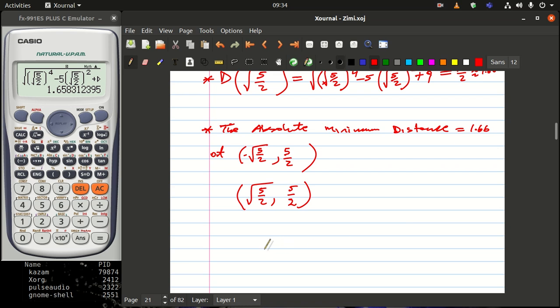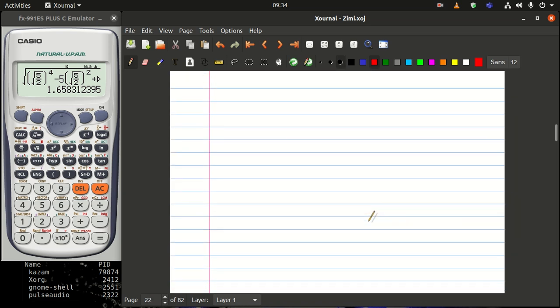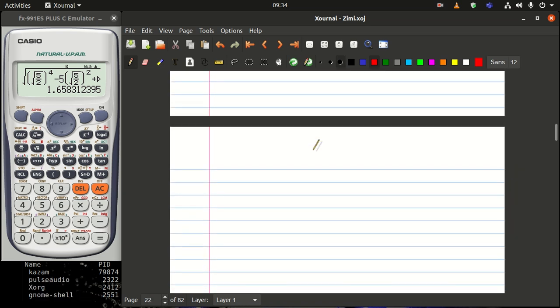So for part A, we end here. So we want to end up starting at part B now. We want to look at part B, and of course you know what we are doing with part B.